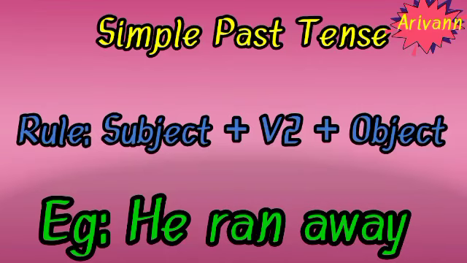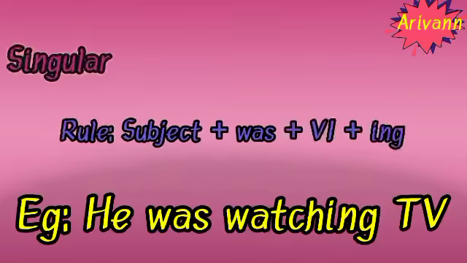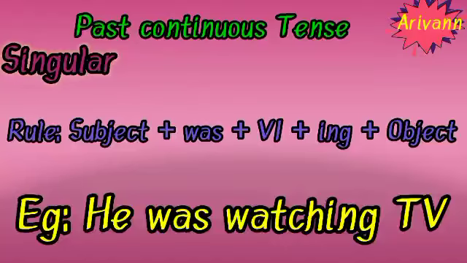So to form simple past tense, you need to follow this rule: subject plus verb 2 plus object. Now let's move on to the next subpart, that is past continuous tense. In past continuous tense, if the subject is singular, you need to follow this rule: subject plus was plus verb 1 plus ing plus object. Look at the example. He was watching TV.